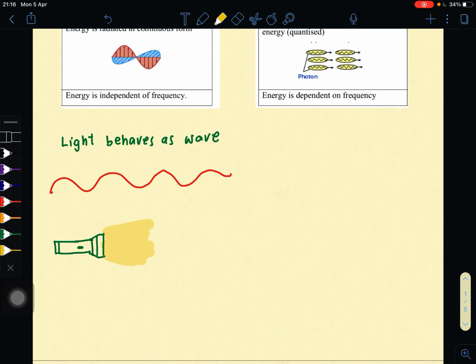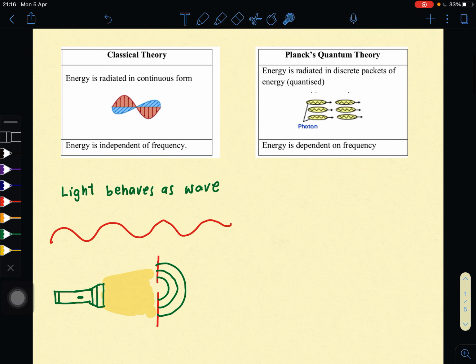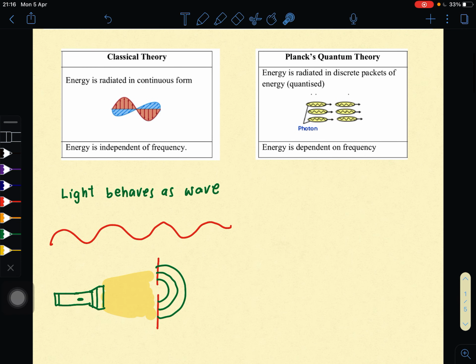And then according to Huygens' principle, if we meet an obstacle, a single slit, what happens is the light can bend and this causes diffraction. We call this a wave as well. Or if we have a double slit, it will cause interference. So this is the first theory that scientists came up with.